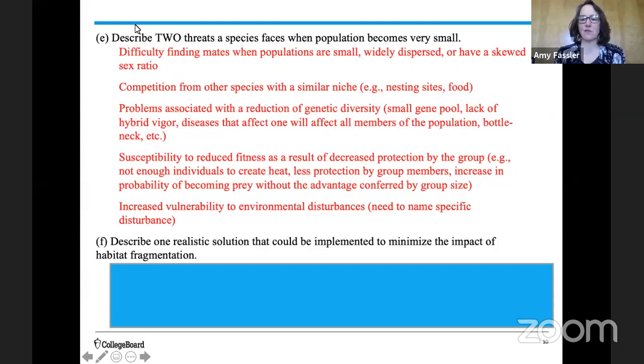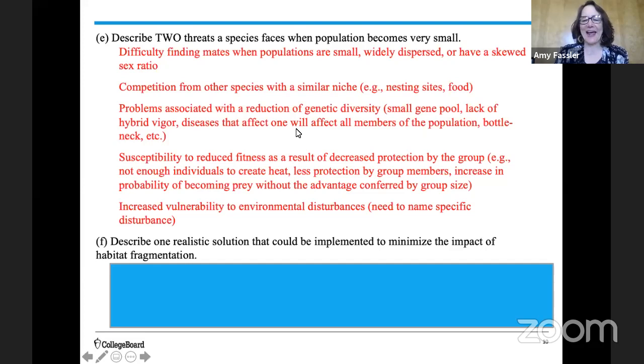Another pretty obvious one is that the smaller the size, there may be competition from other species with a similar niche. A lot of times animal populations work together as a group to either fight off predators or get their own prey or food. And so there tends to be more competition with animals that have a similar niche.